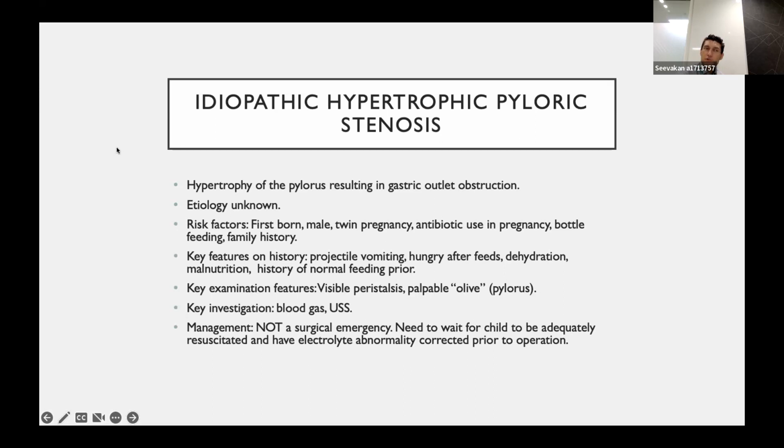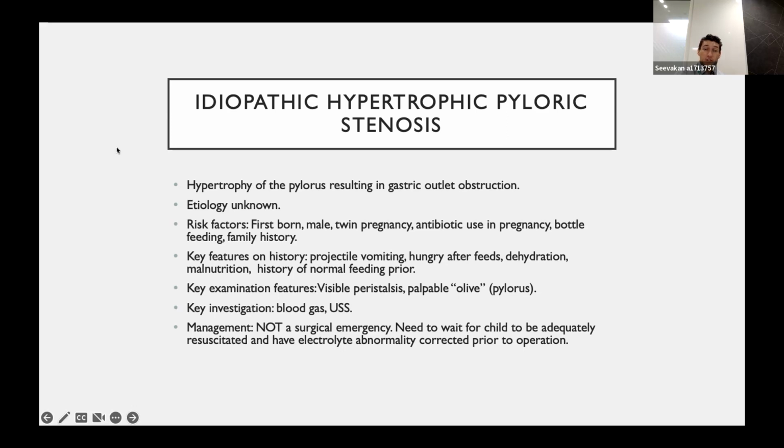The risk factors are important because sometimes in a stem, it will be like, oh, this 5-week-old male firstborn twin pregnancy child whose mum used antibiotics in pregnancy and is bottle fed and has a strong family history of pyloric stenosis. What do you think it is? Then you're just like, well, they've got every single risk factor under the sun for pyloric stenosis, so they're probably leading me towards pyloric stenosis.